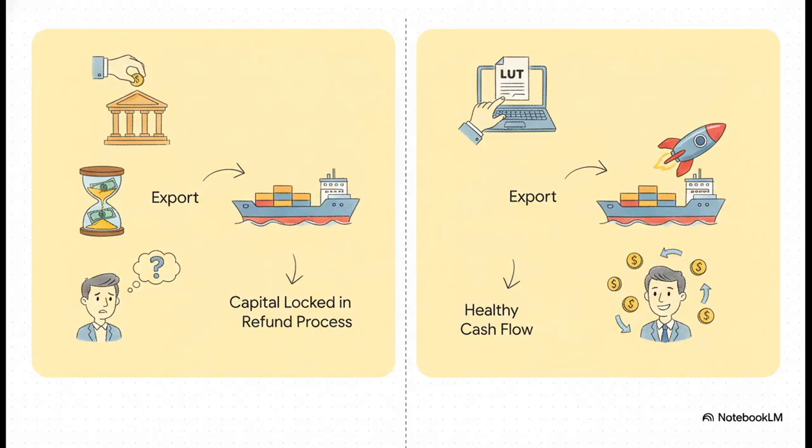And this slide right here says it all. On the left, you've got the old way, the painful way. You pay the IGST, then you export your goods, and then you're stuck in this limbo, just waiting for your own money back. But look at the right side. With an LUT, you completely flip that process. You file the letter, you export your goods, and this is the magic part, no IGST is paid up front. Your cash stays in your business where it belongs.